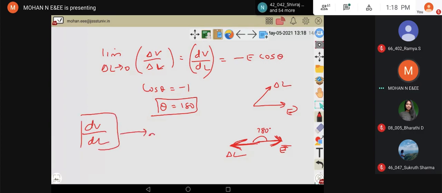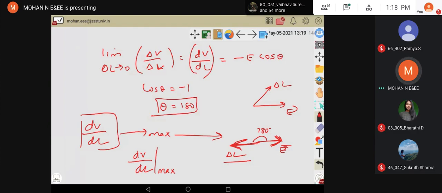The gradient is maximum only when the change in the distance is opposite to the field direction. That means delta L must be in the direction opposite to E. So your dV by dL will be maximum.